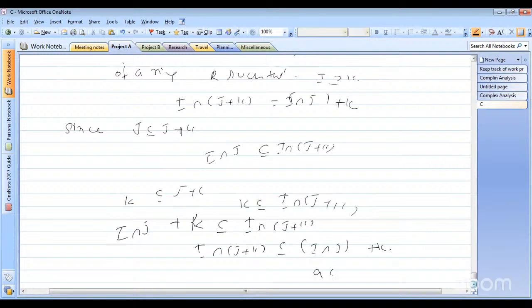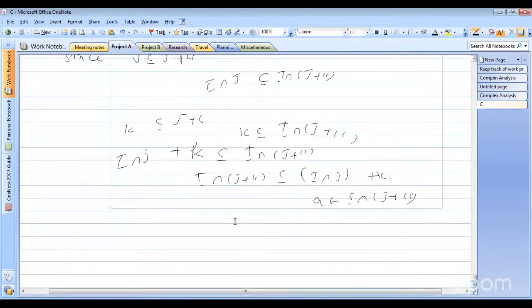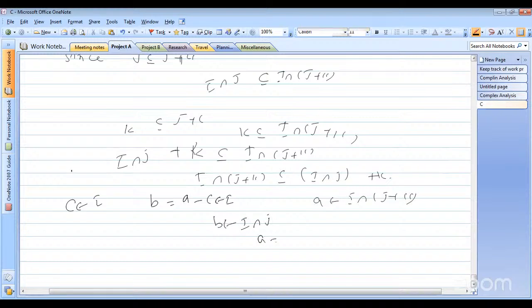We're taking here a belongs to I intersection J plus K. So that is the condition. In the additive property, we are taking a equals b plus c, where b plus c belongs to K. Then c belongs to I, then b equals a minus c belongs to I. We are taking b belongs to I intersection J, so a equals b plus c belongs to I intersection J. Therefore, I intersection J plus K is a subset of I intersection J plus K. So this theorem has been proved here.